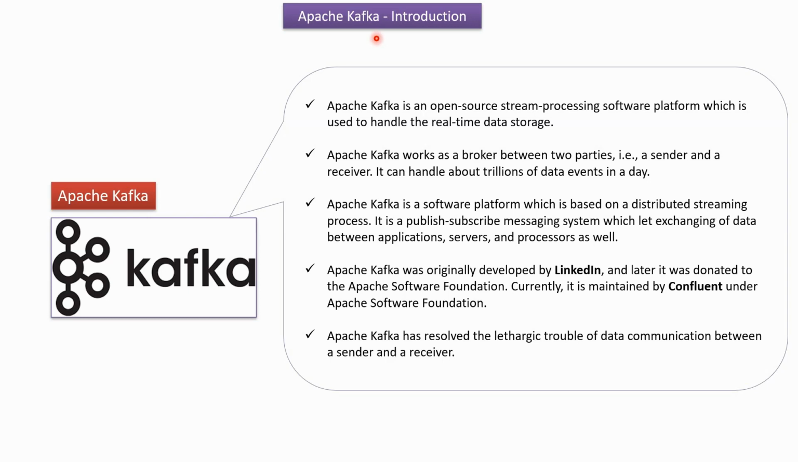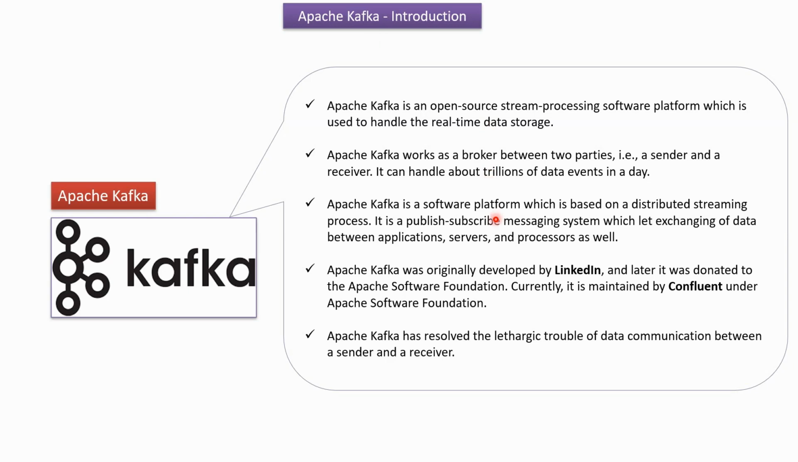In this video tutorial, I will explain the Apache Kafka introduction. Apache Kafka is an open source stream processing software platform, and it is used to handle real-time data storage. Apache Kafka works as a broker between a sender and the receiver, and in a day, it can handle trillions of data events.